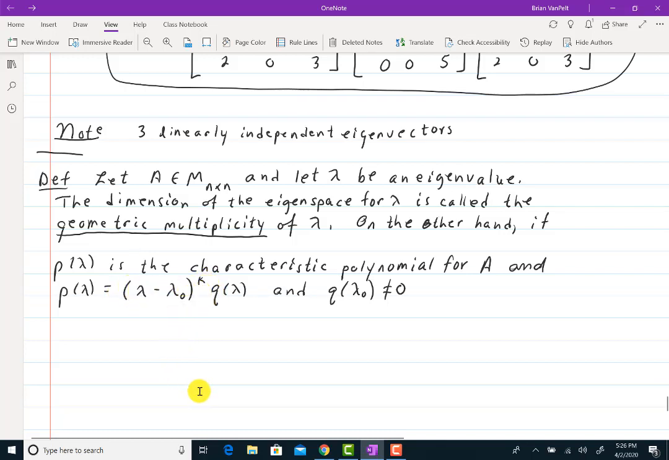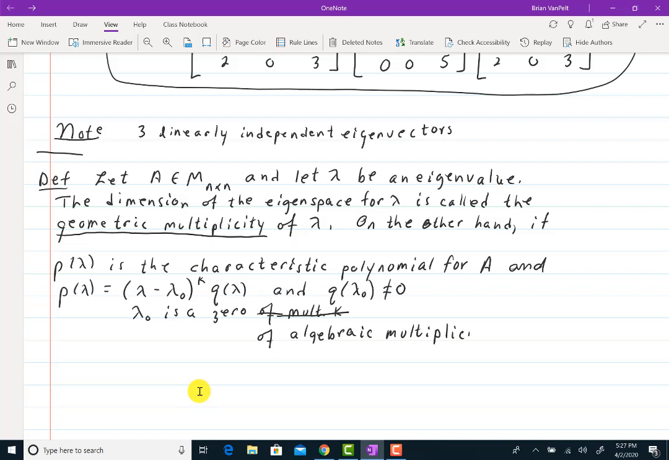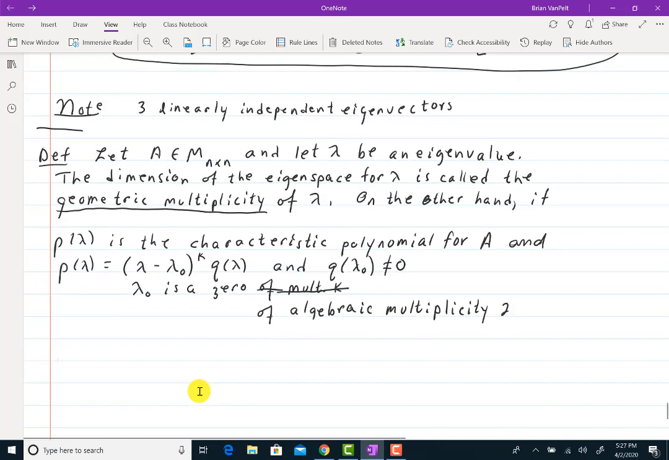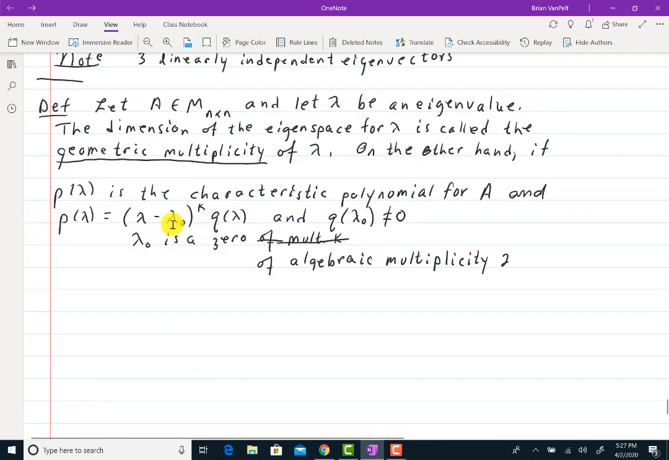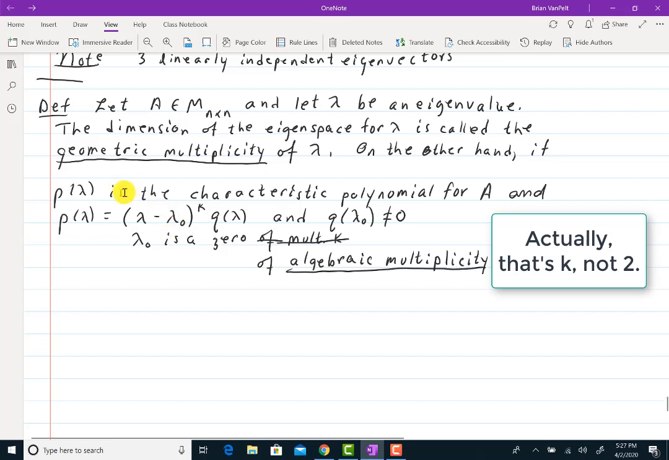In this case, lambda naught is a 0 of multiplicity k. And I want to be careful: it's a 0 of algebraic multiplicity k. So when you look at the multiplicity with regards to the characteristic polynomial, that's called the algebraic multiplicity. The geometric multiplicity is the dimension of the eigenspace. Those two things will be crucial in what we're going to do.